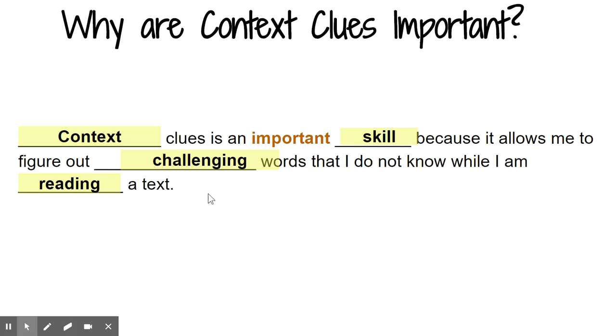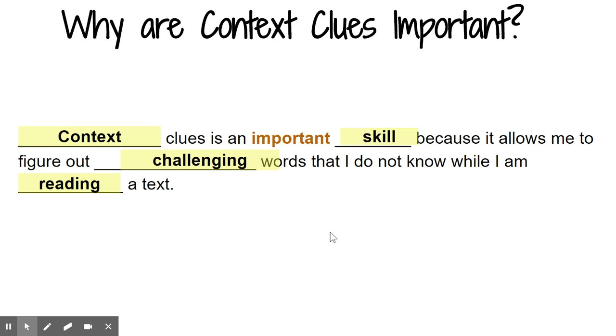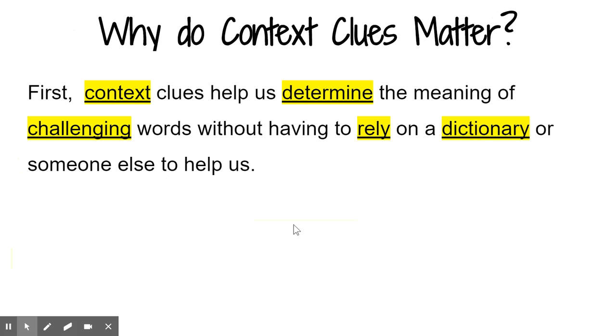So what you do with the context is you try and see if there is a clue. Not everything around an unknown word is a clue, but often there are clues, and that can give you an idea of what the word might mean.